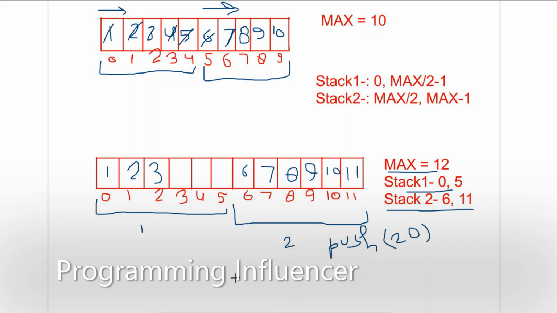But here you can see in stack 1 we have 3 spaces left. These spaces will be wasted because we have spaces but we cannot use them. This is the actual problem with this equal half approach.